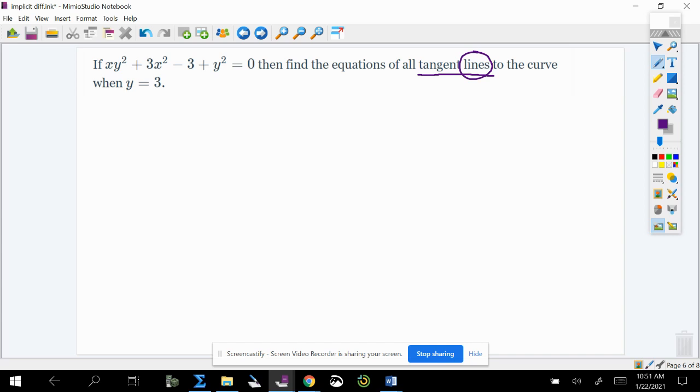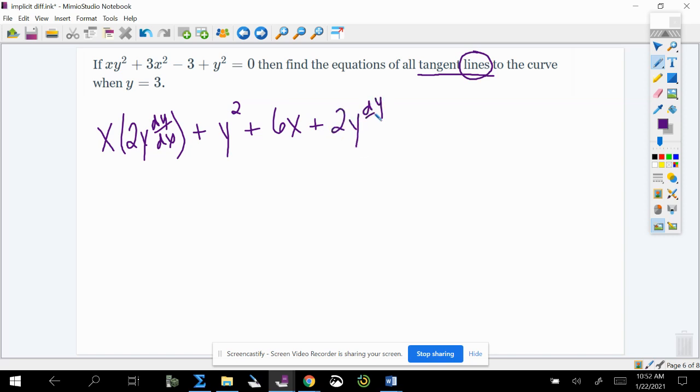So let's start by taking the derivative. So we're going to do a product rule. So first times the derivative of the second, derivative of y squared is 2y dy dx, plus the second times the derivative of the first, which is just going to be y squared times 1, plus the derivative of 3x squared is 6x, minus 3, the derivative of that is 0, plus the derivative of y squared is 2y dy dx, equals 0.